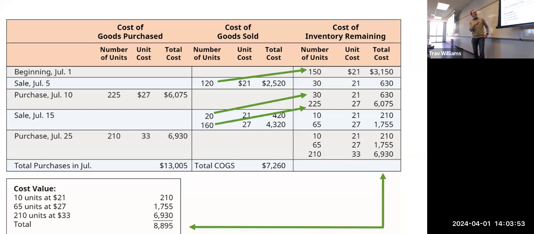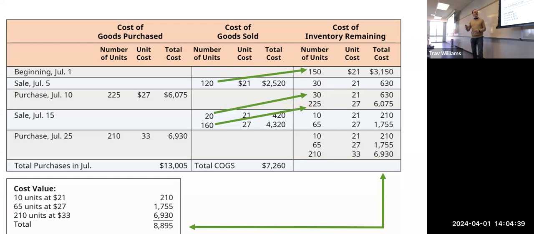Okay, then we make a sale. We sell 180 units. Since we're doing specific identification, we have to know which exact lots these came out of, right? So in this case, 20 came out of the first lot, which remember, there had been 30 remaining. Now we have 10 remaining in that first lot at the cost of $21 each. And we sold 160 out of the second lot, giving us 65 remaining at $27 each. So it makes sense. It's just the way it's laid out takes a little getting used to. Any questions so far?